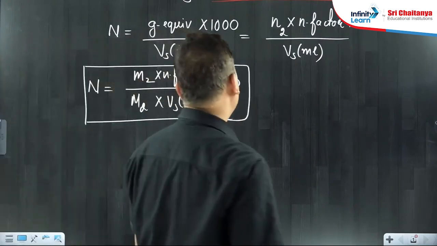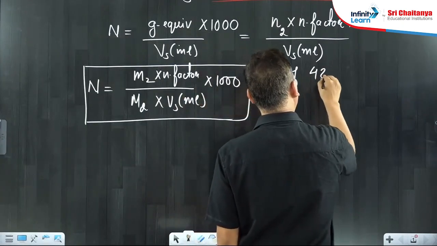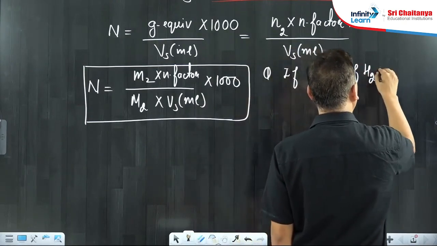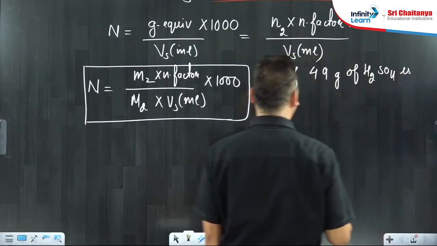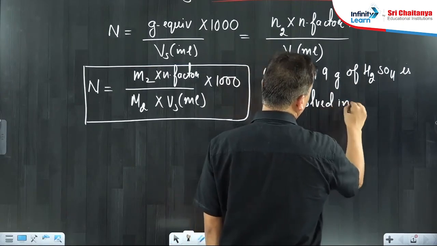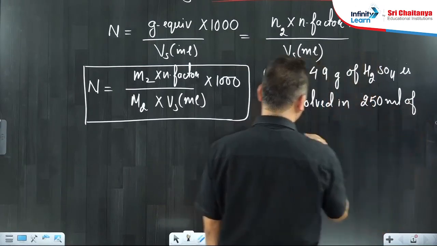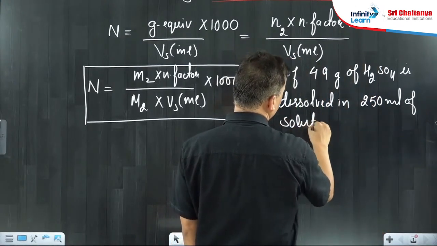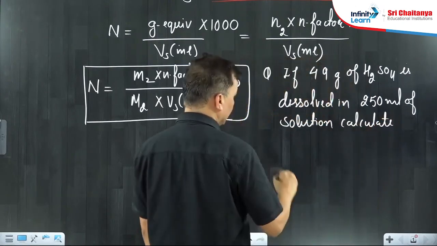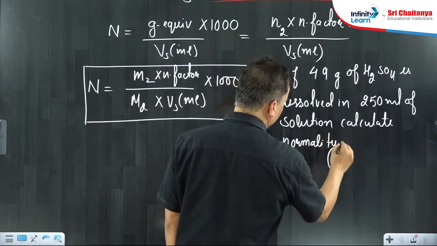I am writing here. Question: if 49 gram of H2SO4 is dissolved in 250 ml of solution, calculate normality. We have to calculate the normality of the solution.